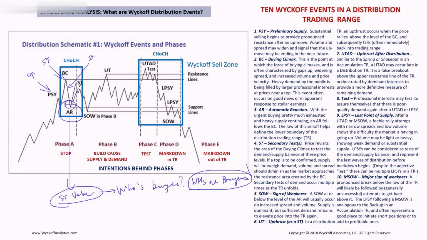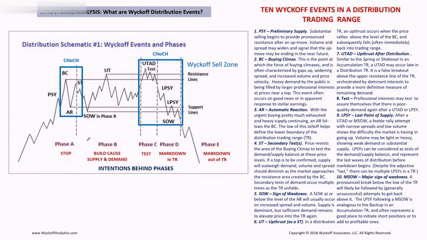And that's what's going to lead to this next weak rally, which is going to be a secondary test. And that would conclude phase A. The intention behind phase A is the same in distribution as in accumulation. It's to stop. To stop what? To stop the previous move from going further up. So we're stopping an uptrend. And all of the elements, including the preliminary supply, where the first sell-in might come, the buying climax, automatic reaction, and secondary test, are going to be a part of phase A.